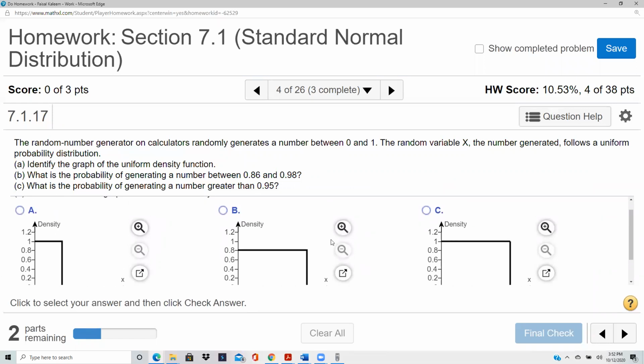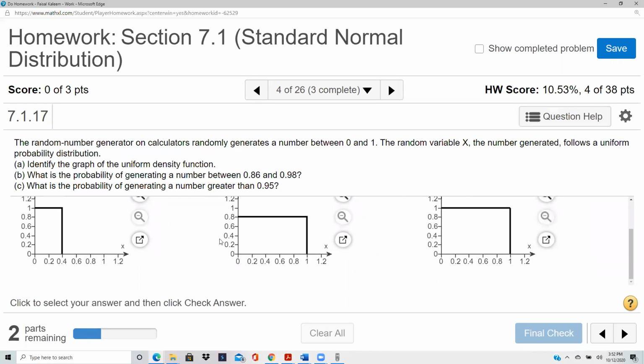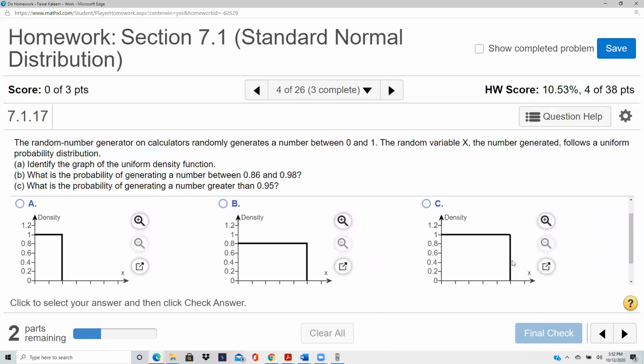So we once again have uniform. Identify the graph of the uniform density function. So they say the random number generator generates a number between 0 and 1. So you are looking at 0 to 1 on the horizontal. So it's either graph B or C.